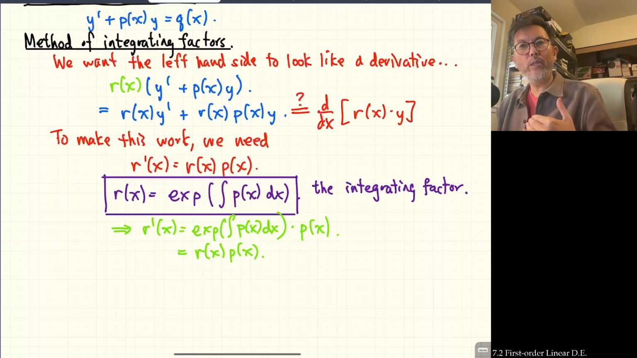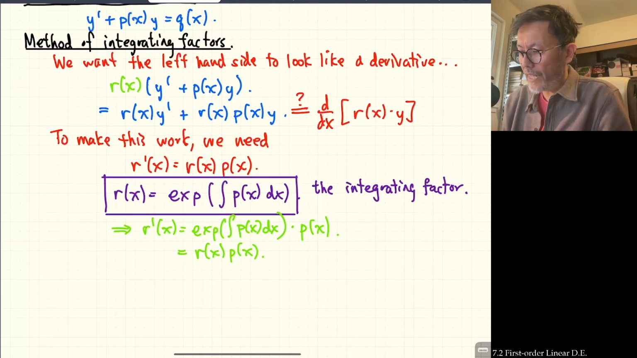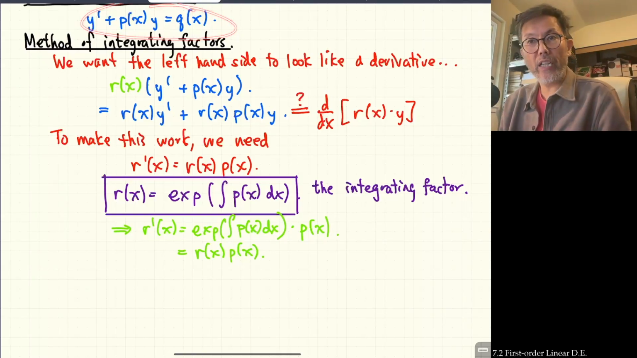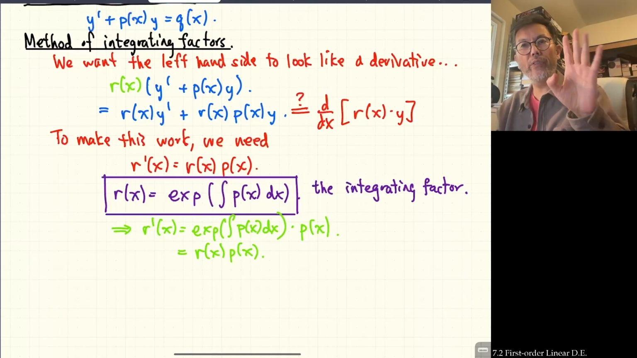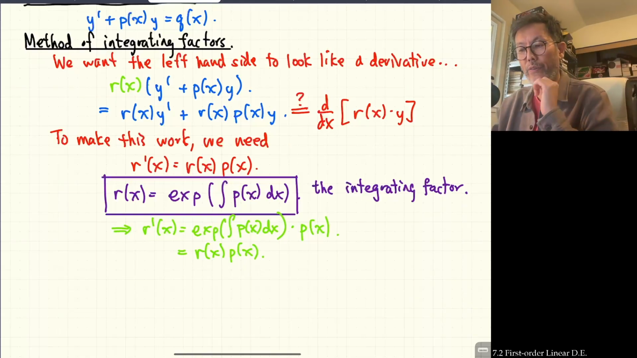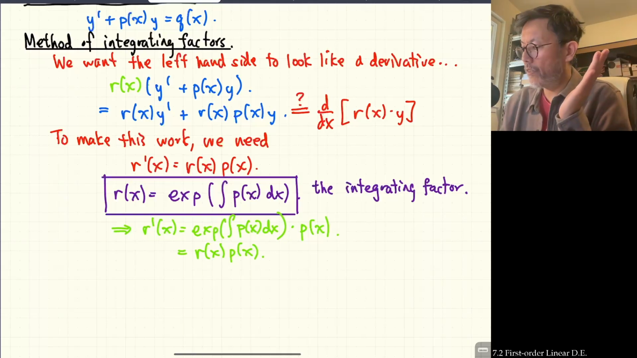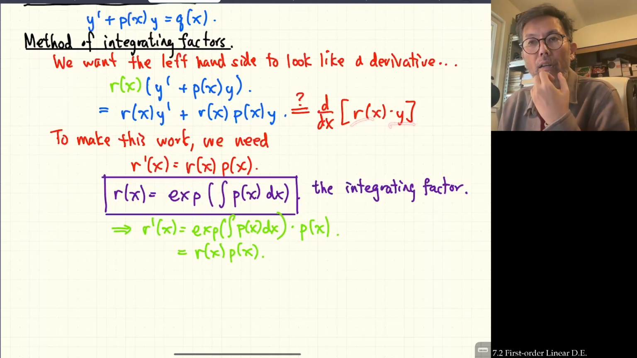And look what happens when we use it. Going backwards, we see that with this choice of r of x, when we multiply this equation by r of x on both sides, of course, you do one thing to one side of an equation, you have to do it to the other, the left-hand side looks like the derivative of r times y.